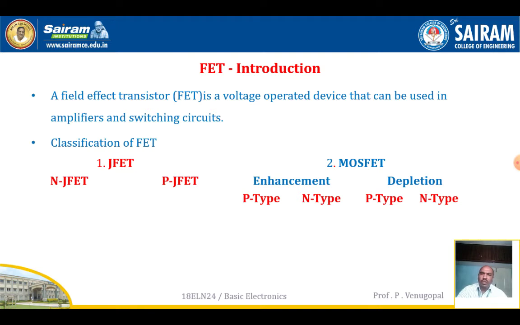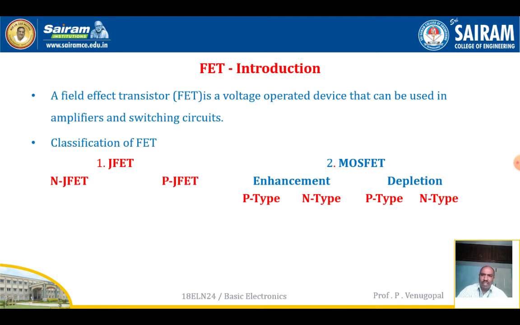As I told you, field effect transistor is a voltage control device or voltage operated device that can be used in switching circuits, and sometimes in amplifier circuits. Next, classification of FET. How can FET be classified? Mainly, field effect transistor can be categorized into two types. One is JFET, meaning junction field effect transistor. Another is MOSFET, metal oxide semiconductor field effect transistor.